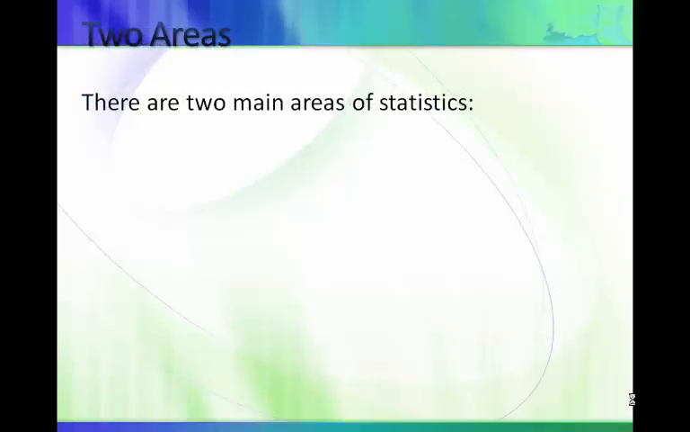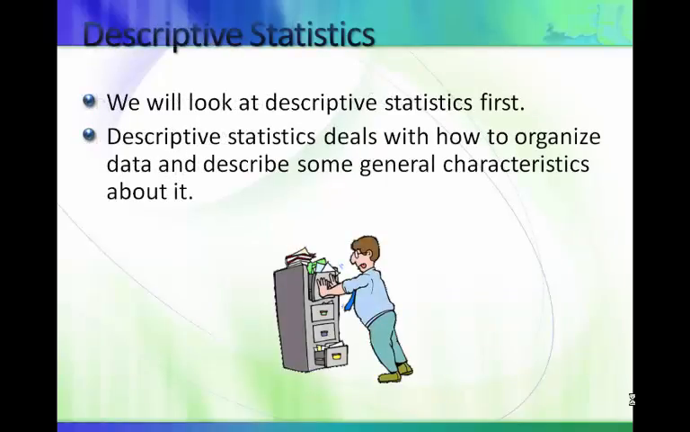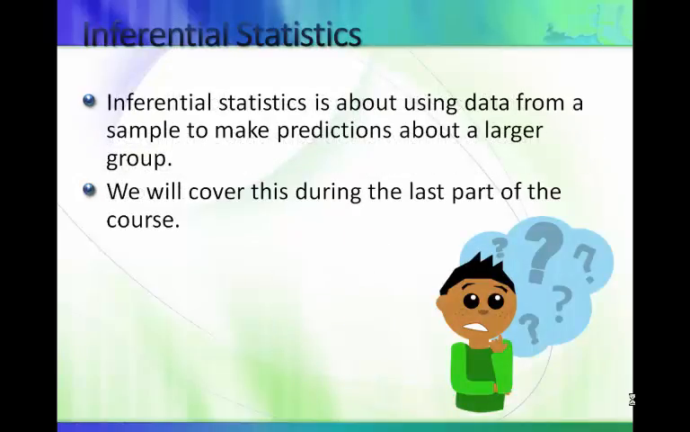There are two main areas of statistics: descriptive and inferential. We'll look at descriptive statistics first. Descriptive statistics deals with how to organize data and describe some general characteristics about it. Inferential statistics is about using data from a sample to make predictions about a larger group. We will cover this during the last part of the course.